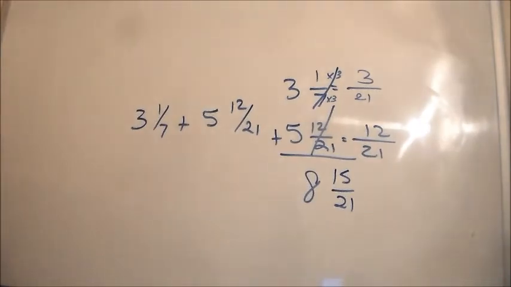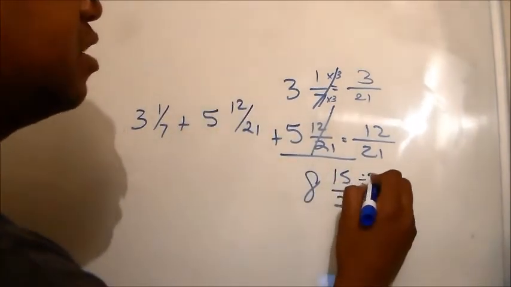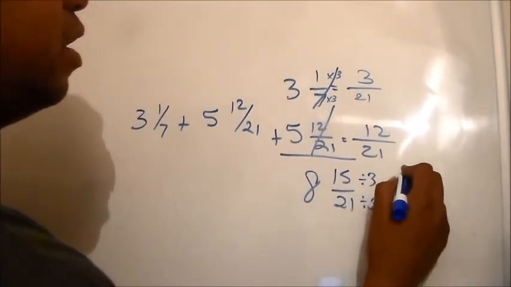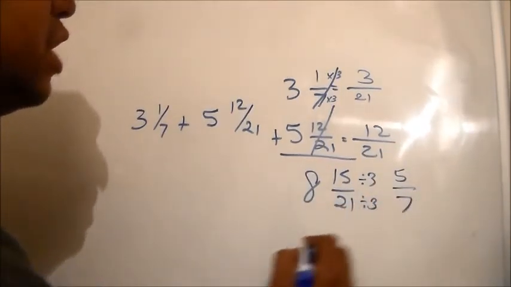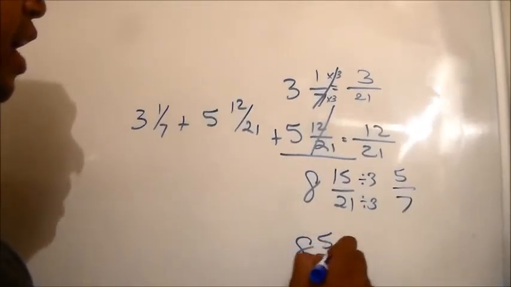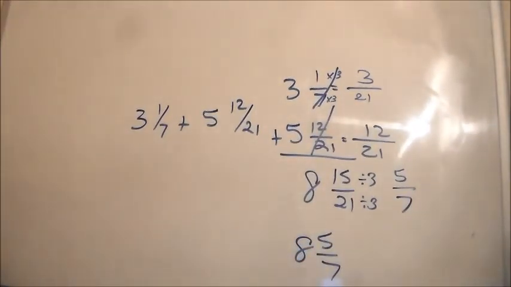15/21. Is that our final answer? No, because this can be broken down further. We can divide this by 3, we can divide this by 3. We get 5/7. So our final answer is 8 5/7.